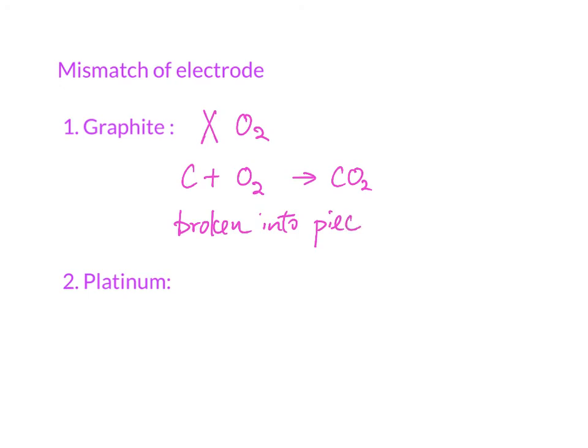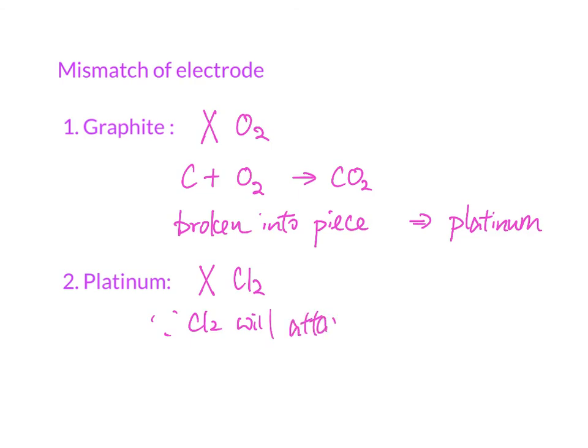So in this case, if you really have oxygen formed at the electrode, you can change to use platinum. While for the other one, platinum has no good match with chlorine, because chlorine will attack platinum. So if you have chlorine produced, then you can change to use graphite for the electrode. These two are commonly asked in the DSE about the mismatch of the electrode.